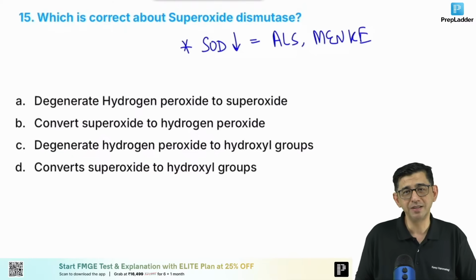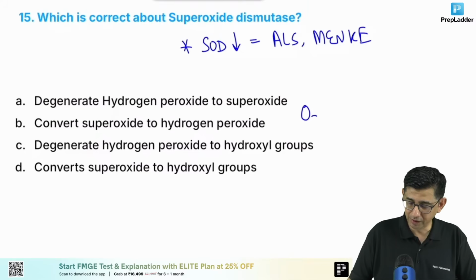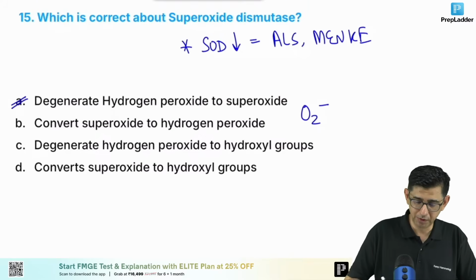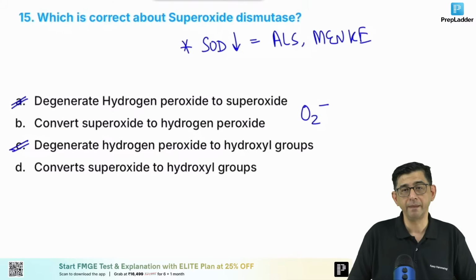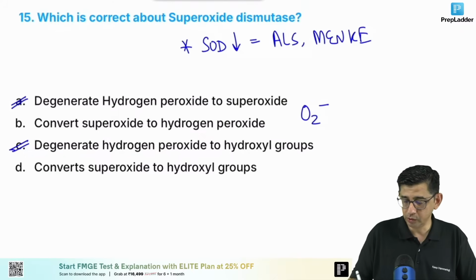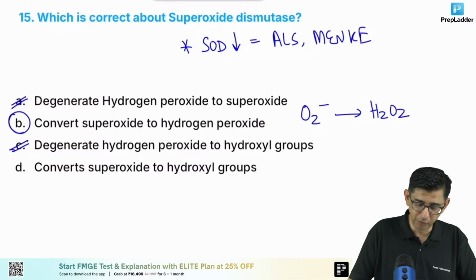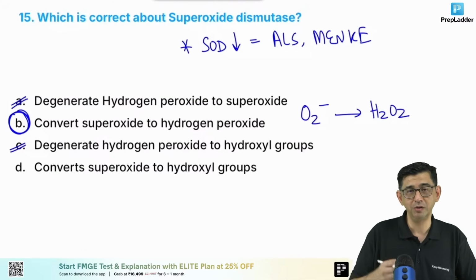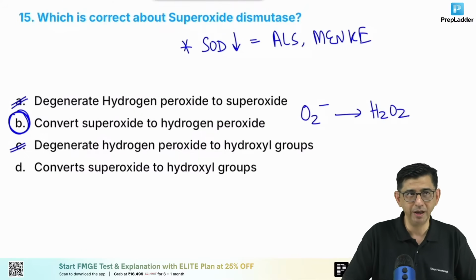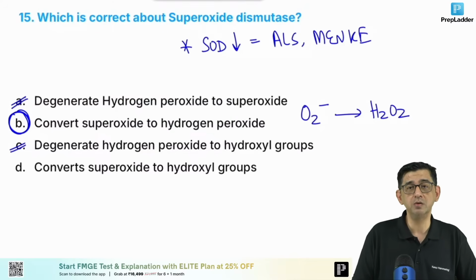Superoxide radical is the one that would be degraded. Two options are off the cards right away. Superoxide is converted to what? It is converted to hydrogen peroxide. The question is screaming out loud, get me correct. I don't need too much knowledge or very much clinical information to solve this kind of question. I could rule out two options, and then what is generated? Hydrogen peroxide, and that's the function of superoxide dismutase.